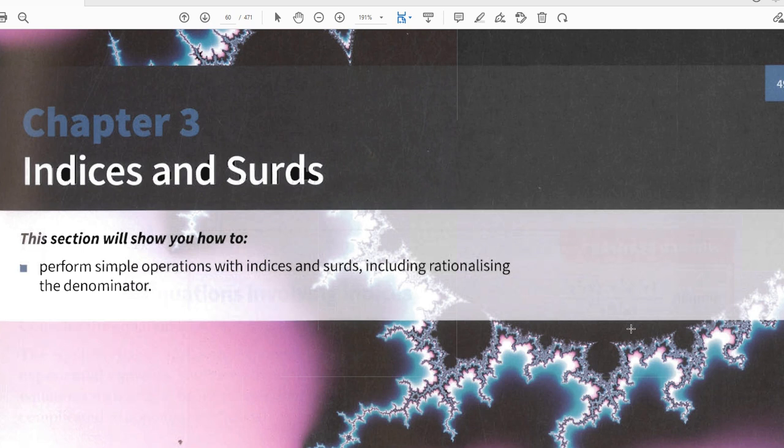Its name is Indices and Surds. It's a very easy chapter and you have already done this topic, indices and surds, in O level math. But in this ADMAS course, we will do some advanced kinds of indices and surds. So let's start chapter number 3.